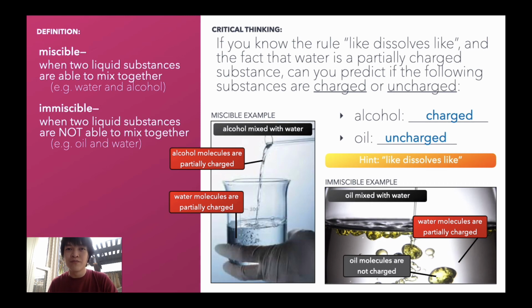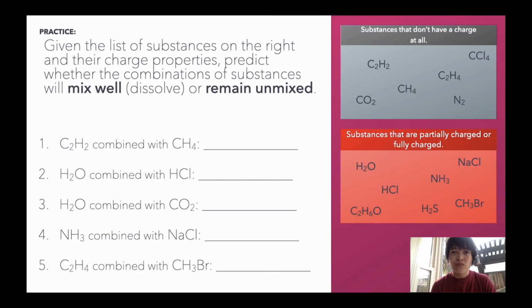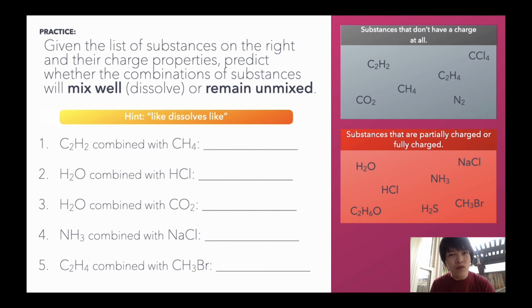Okay, it's that simple. I have some practice for you. In this practice, you're given a list of substances on the right and their charge properties. Basically, the substances in the gray box are substances that don't have a charge, and substances that are in the red box are substances that do have a charge of some sort. So, given this list of substances, predict whether the combination of the substances below will mix well or remain unmixed. The hint is like dissolves like. Take like 2 minutes to think about this, so pause this video.